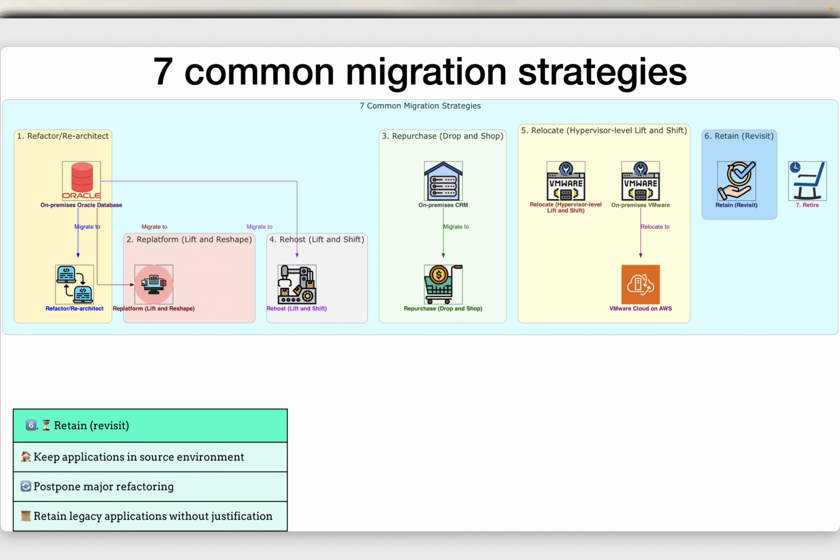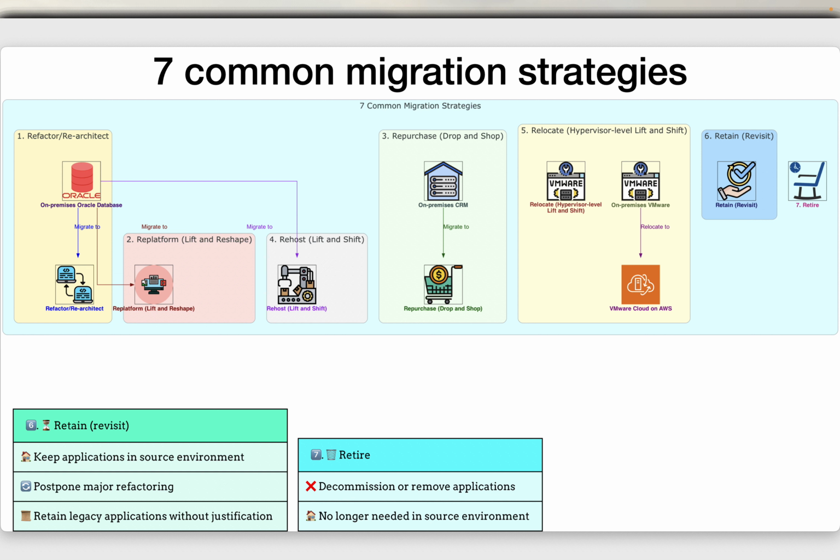Next strategy, sixth one is retain, which is to revisit. Keep applications in your source environment. This might include applications that require major refactoring and you want to postpone that work until a later time, and legacy applications that you want to retain because there is no business justification for migrating them. And seventh one is to retire, decommission or remove applications that are no longer needed in your source environment.